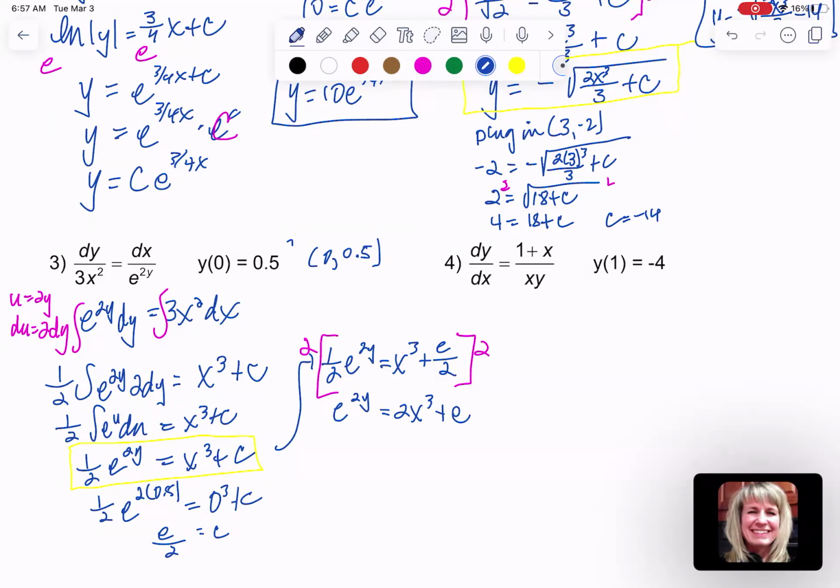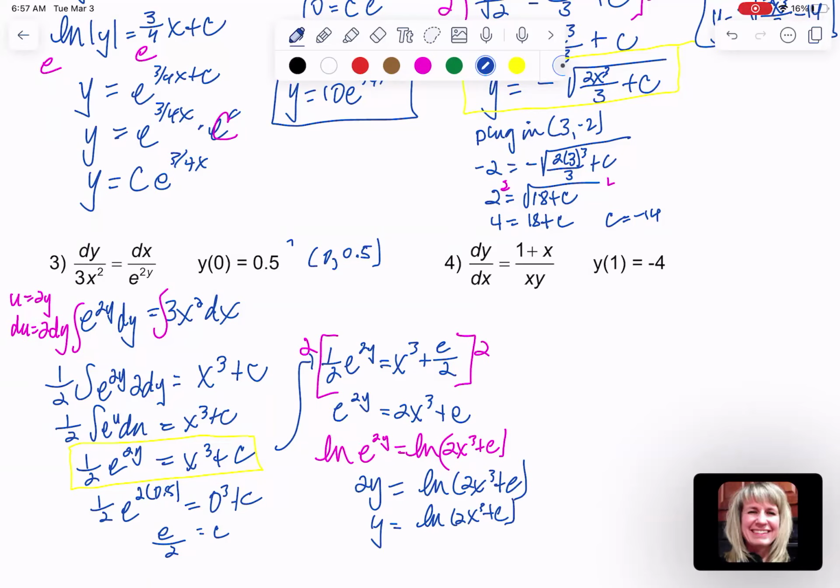And then we're going to get y out of the exponent, so you have to convert it to a log. And I believe the way y'all learned it last year is you just take the natural log of both sides. When you do that, the left-hand side simplifies to just 2y equals, over here, this stays the natural log of 2x cubed plus e, and then divide by 2. So you've got y equals the natural log of 2x cubed plus e.